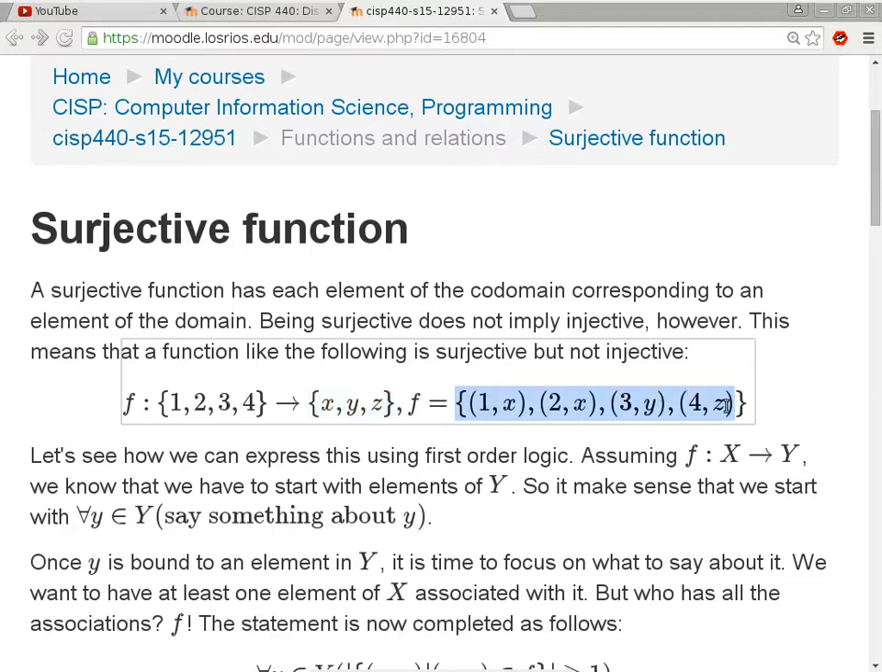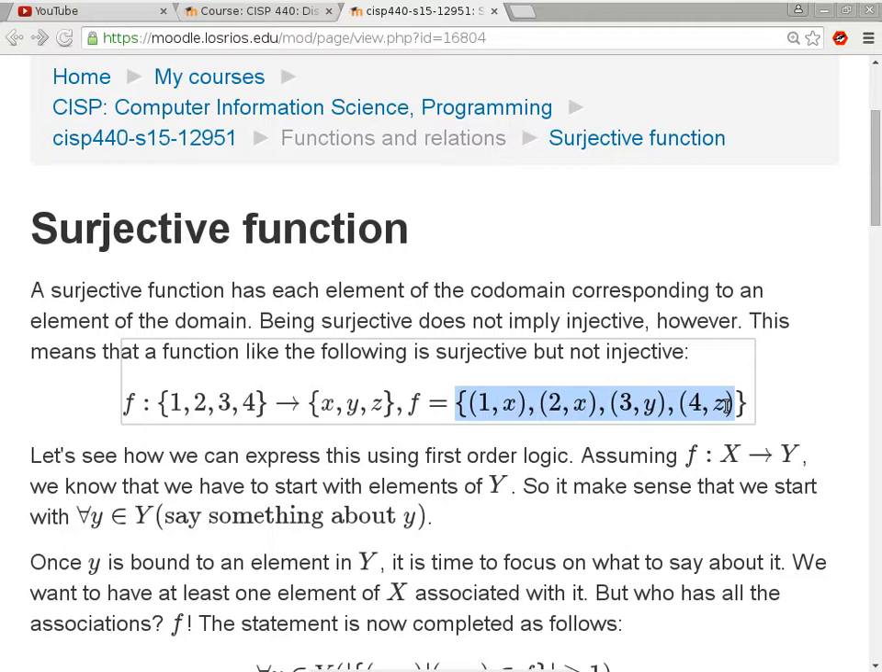So I map 1 to x, I map 2 to x, I map 3 to y, I map 4 to z. It is a function because I use up everything in the domain. It is not injective because I map both 1 and 2 from the domain to the same element x in the codomain. But it is surjective because if you look at the second item of the tuples, x, y, and z, they're all used up. So every single element in the codomain is mapped to. And that makes it surjective. But this is injective.